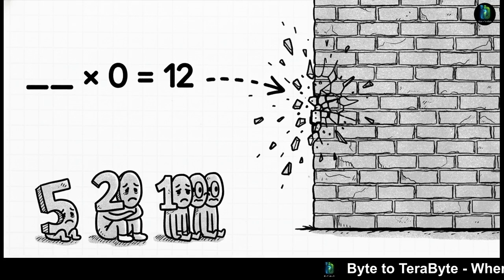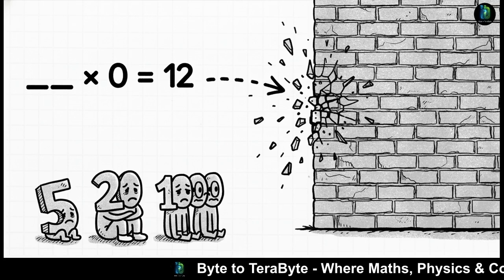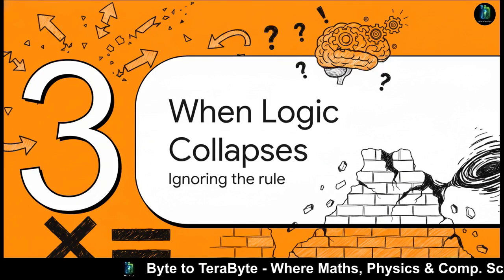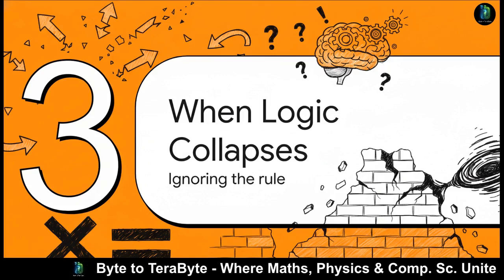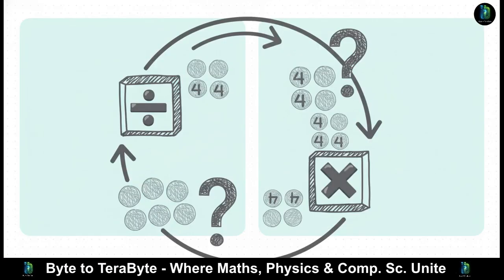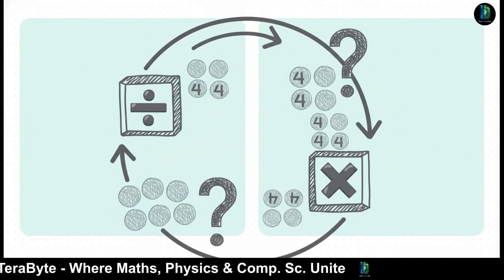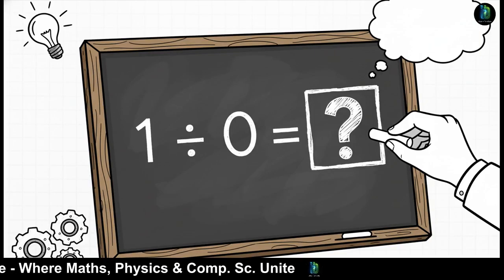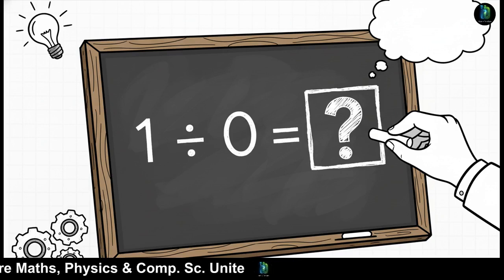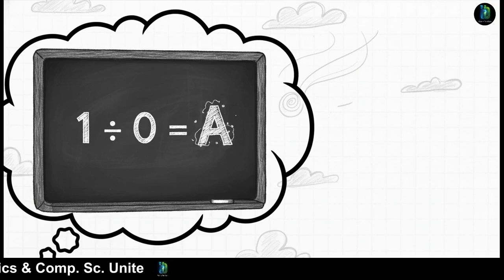Okay, but let's be rebels for a minute. What if we just said, forget the rules and tried to do it anyway? What happens if we just ignore this problem and push forward? Well, this is where logic itself just completely collapses. So let's play pretend. Let's assume we can divide by 0. We'll write it out as an equation. Let's just say that 1 divided by 0 equals, well, some number. We'll just call it a for now.